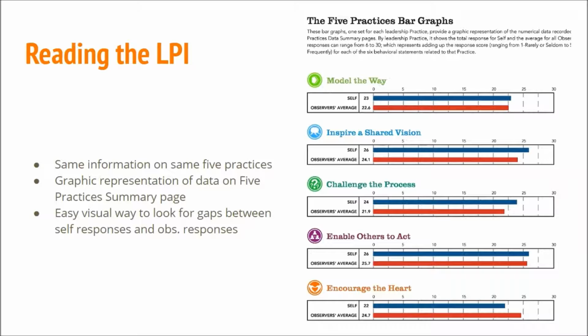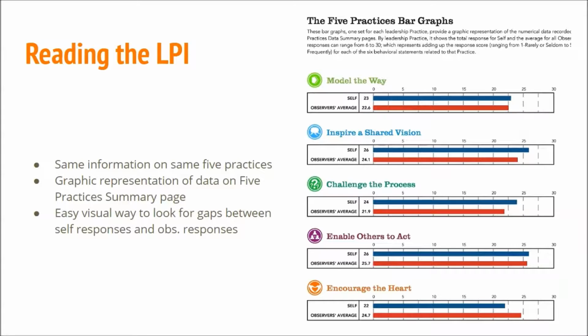Though this page doesn't include the individual observer scores, it does show you the observer's average as compared to your personal responses. The self is listed as blue and your observers' average are listed as red. And it goes this way for each overall practice. So at a glance, by looking at this page, you can see that things are pretty lined up, but there are small gaps in a couple of the practices.